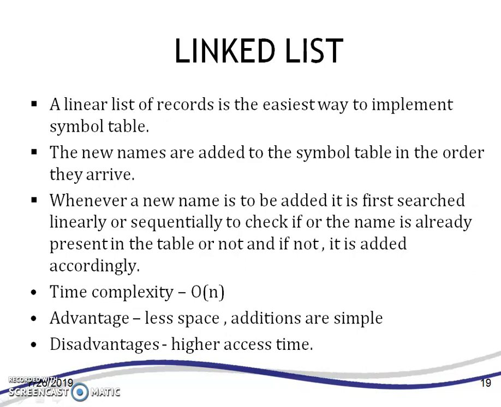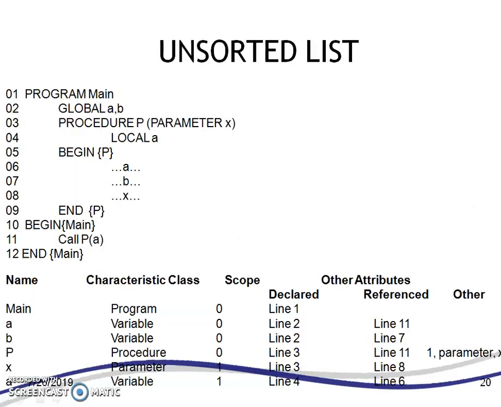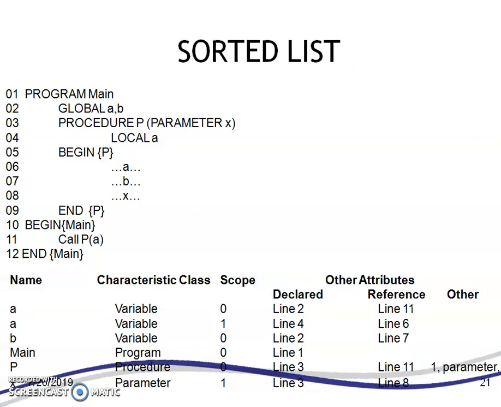Now, the time required to add a new record if we are using the linear list is O of n. The advantage of using the linear list is that it requires less space and addition is simple, but there is a disadvantage also, which is higher access time. If your list is an unsorted list, the time required for the lookup operation is O of n. If the list is a sorted list, then the time required for the lookup operation is log 2 n.